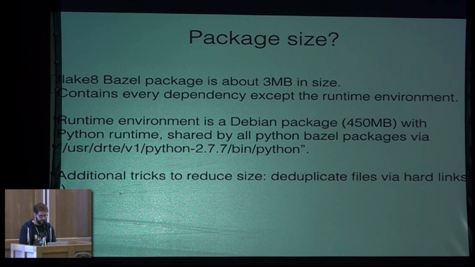An additional trick we have is that when you build a Bazel package, there is logic to deduplicate files. For example, if two packages use the same library but different versions, and some of the files are exactly the same, one file is replaced with a hard link. That can also be used to save space.